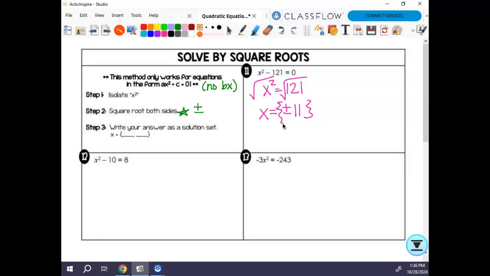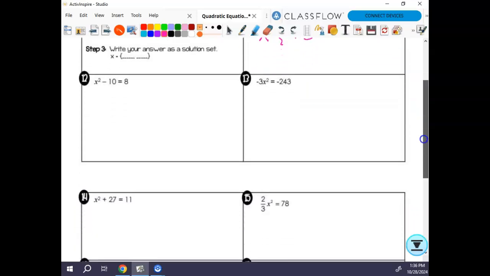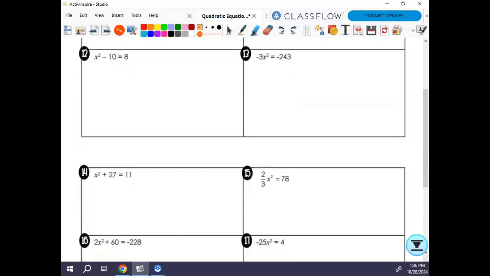Okie doke. And then here, I've got an x squared. I have no bx term, so just like it said, we are going to isolate the x squared term. So this is going to move over here, and we'll get x squared equals what? 18? Oh, I just realized what I did. I put 16 for whatever reason. You have to also be able to add and subtract. Like, that doesn't seem right. Well, it's because that's wrong.